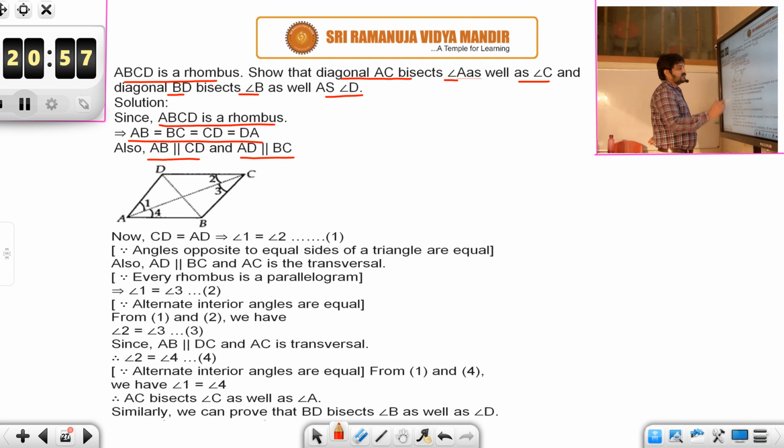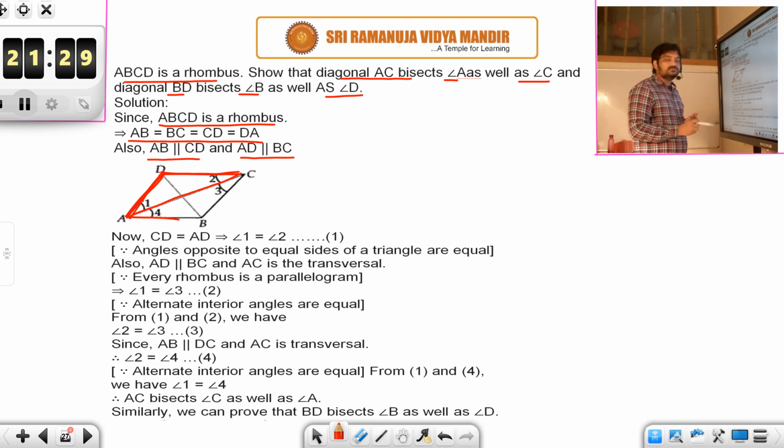Now we know that CD is equal to AD. Now, if these two sides are equal, in triangle ADC, what can we say? AD and DC are equal. So the angles opposite to equal sides also will be equal.